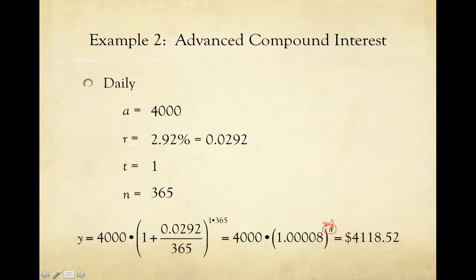$4,118.52. So you can see in just 1 year's time, there's not much difference as to how much you can make. It's just a few cents difference. But the longer you leave this money sit, and the more times it has to compound the interest, the more money you're going to be able to save, and the more you're going to be able to compound your interest.